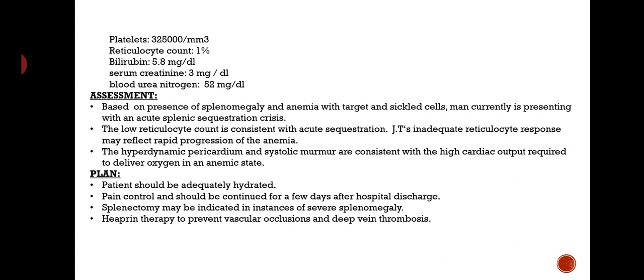Treatment plan: JT should be adequately hydrated considering his elevated serum creatinine and BUN. Because patients with sickle cell anemia often lose the ability to concentrate the urine, they may become dehydrated, which further contributes to cell sickling. So first, the patient should be adequately hydrated. Then we use pain-relieving medications, which should be continued for a few days after hospital discharge.